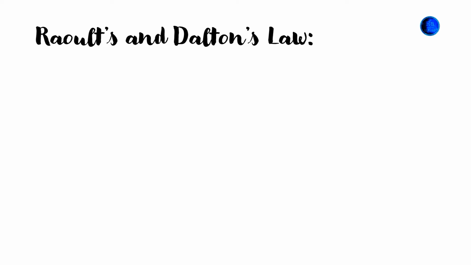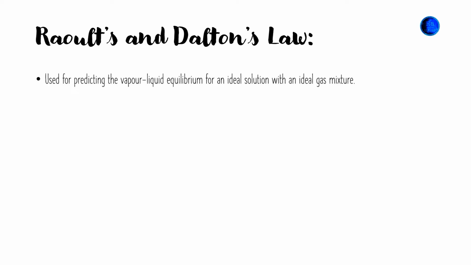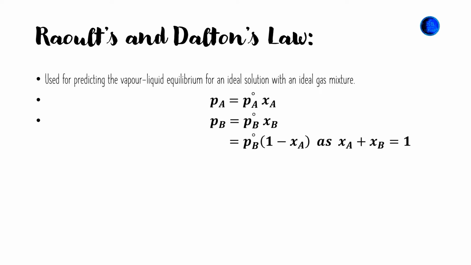Raoult's law. It is commonly used for predicting the vapor-liquid equilibrium for an ideal solution in equilibrium with an ideal gas mixture from the pure component vapor pressure data. It states that the equilibrium partial pressure of a constituent component in a solution at a given temperature is proportional to its mole fraction in the liquid phase. Thus for a binary, two-component system, Pa is the equilibrium partial pressure of A, Pa0 is the vapor pressure of A in the pure state, and Xa is the mole fraction of A in the liquid phase. These are the equations to completely understand Raoult's law.